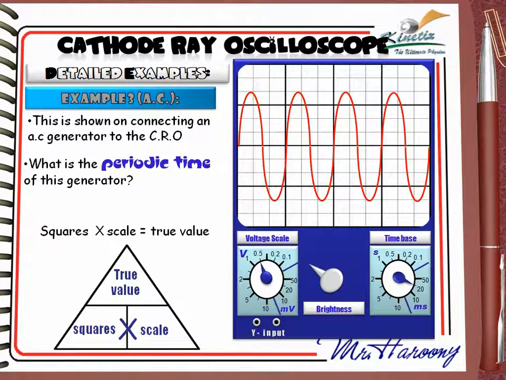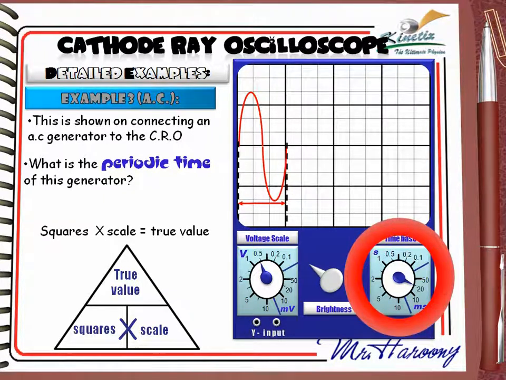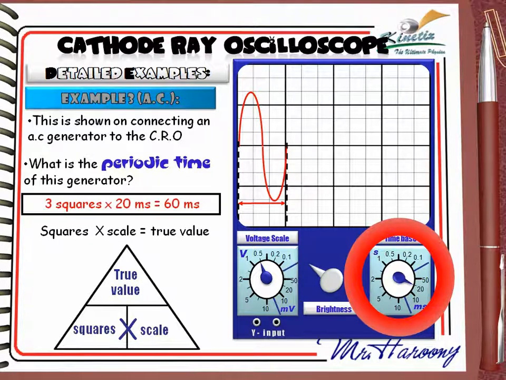To read the periodic time of an AC signal, we must concentrate on only one complete wave and neglect the rest of the signal. If you remember that the x-axis is the time axis, you must also know that the periodic time is the time taken by one wave. On the screen, one wave of this signal takes 3 squares on the x-axis. By looking at the time base, which shows the scale of the time axis, you will see it is adjusted to 20 milliseconds per division. And finally, by applying our rule, you can find that the true value of the periodic time is given by 3 squares times 20 milliseconds equals 60 milliseconds.